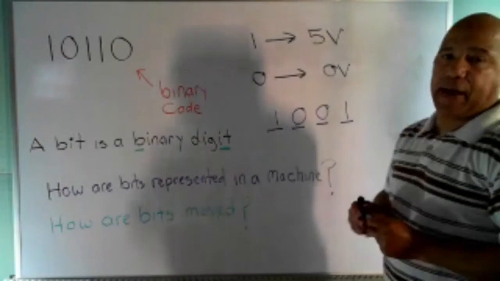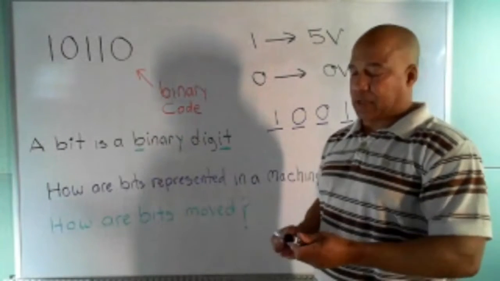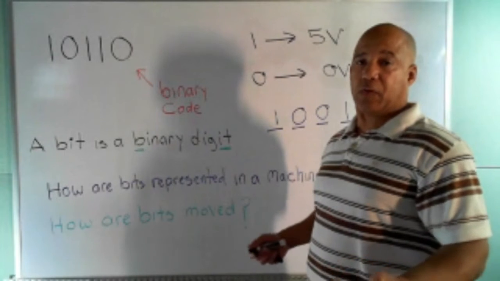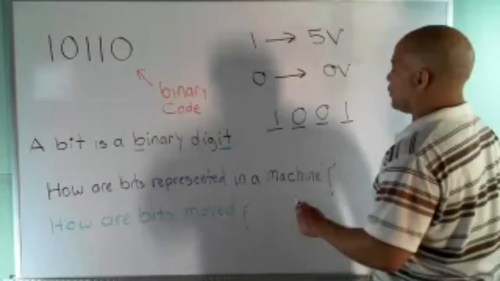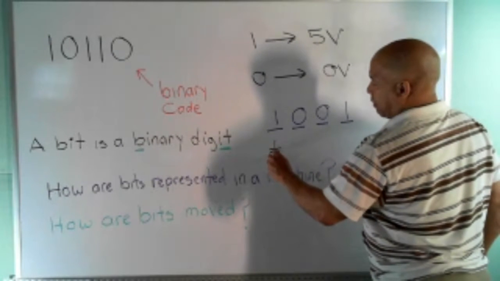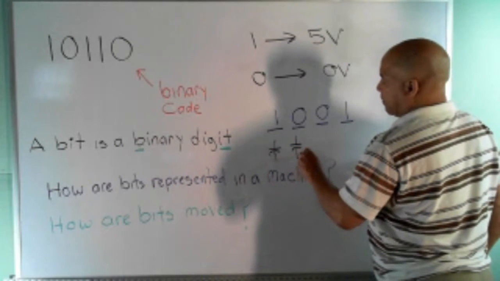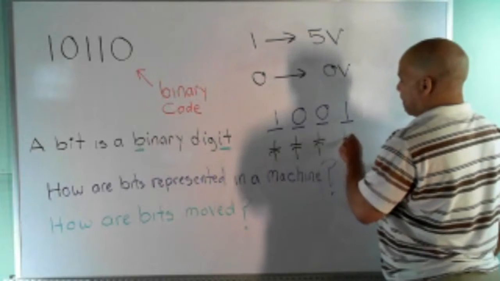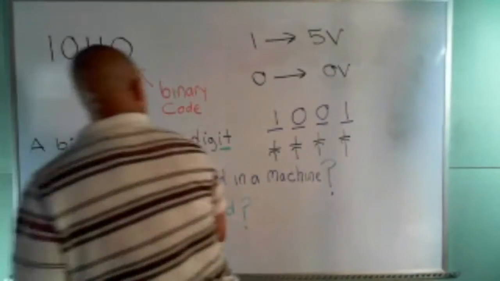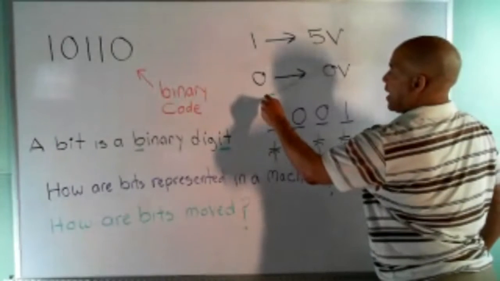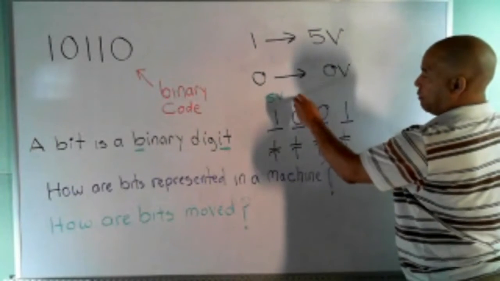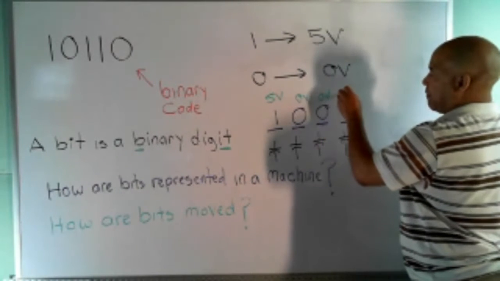But in the machine, maybe I could have these tiny microscopic capacitors. If you remember, a capacitor is a device that holds a charge. You can charge a capacitor up, you can discharge it. So maybe I have a little tiny capacitor in here, maybe 4 little tiny capacitors. And that first one on the left, maybe I charge that one up to 5 volts, and to that machine that would represent a 1. And there's 0 volts, 0 volts, 5 volts.